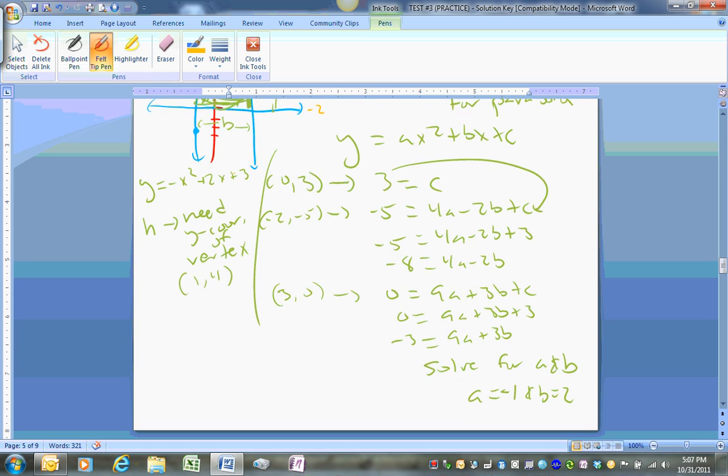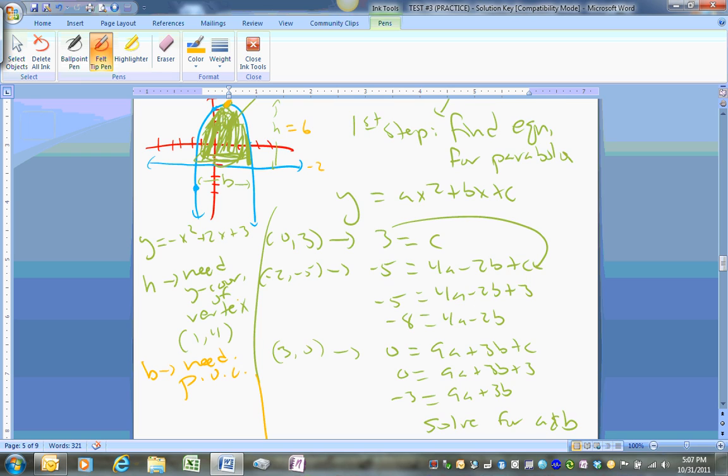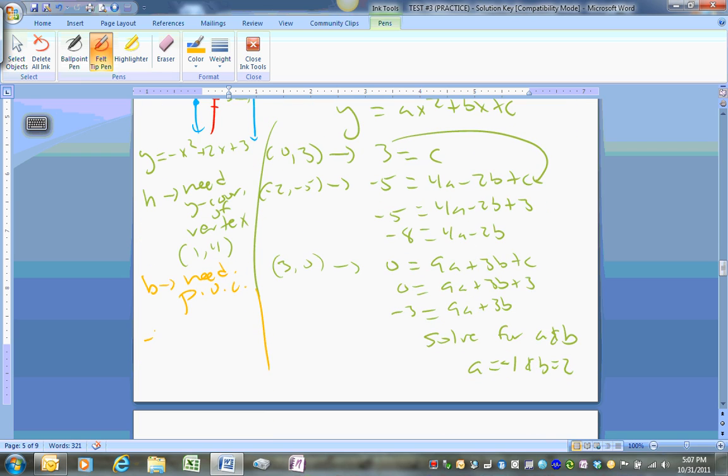For the base, you need POI, which stands for points of intersection. So -2 has to equal -x squared plus 2x plus 3. Or you can just use your graphing calculator. Graph -2 as your second equation in addition to the parabola, and have the calculator do the dirty work for you.